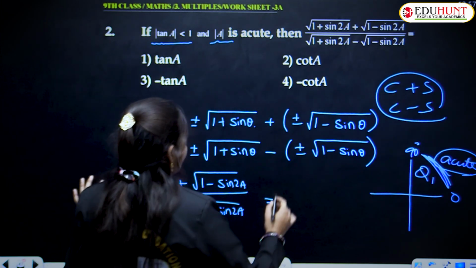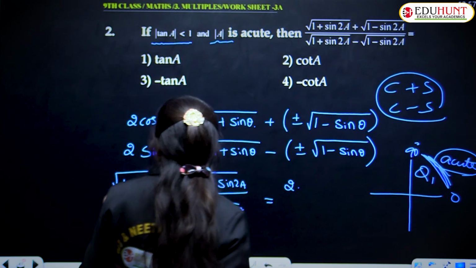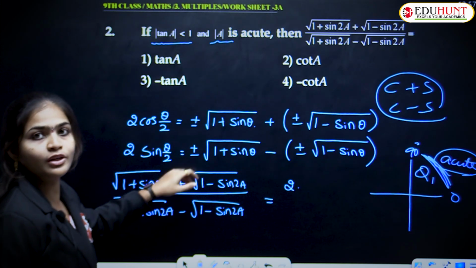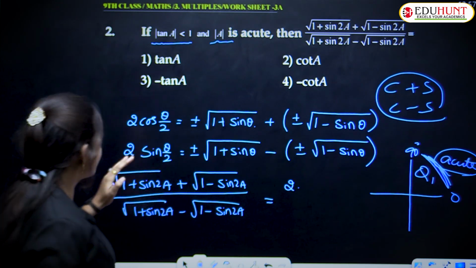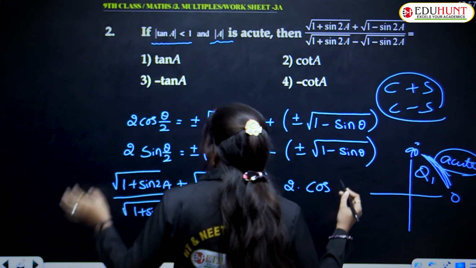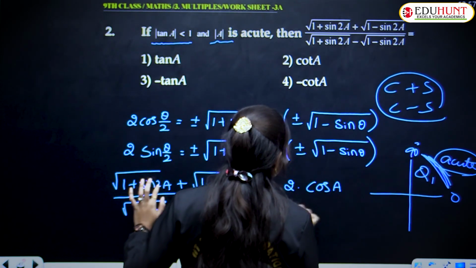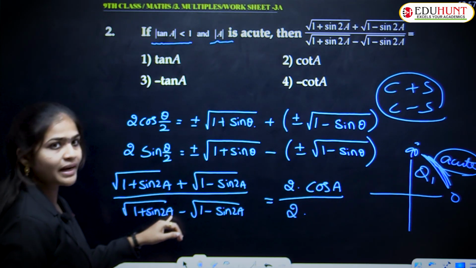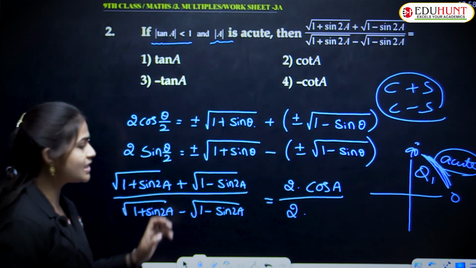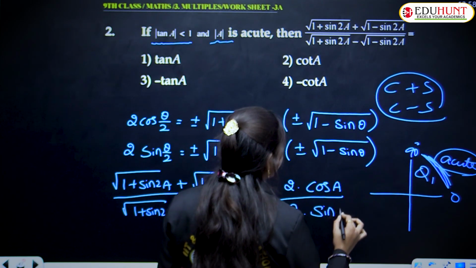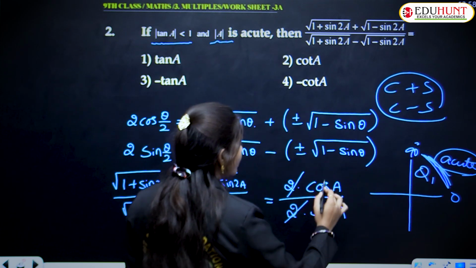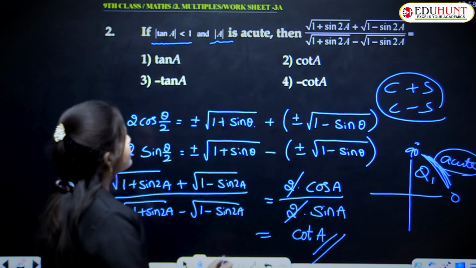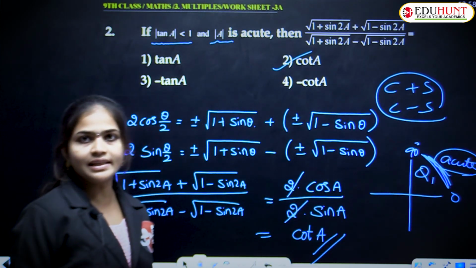So this one we can write as 2 cos theta by 2, but here 2a is there, so 2 into theta by 2 means again that is theta only. So at the place of theta they have given a, 2 cos a, by the formula of 2 sin theta by 2, again theta by 2 into 2 is theta. So 2 sin a, the 2 and 2 get cancelled, so here cos a by sin a is cot a. So what is that answer? Here the answer is cot a. Am I clear to you?